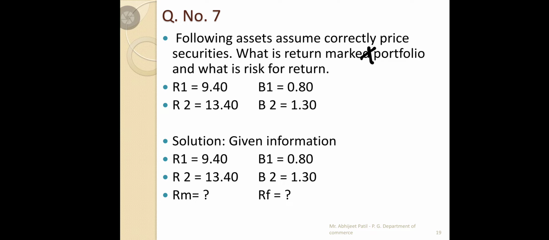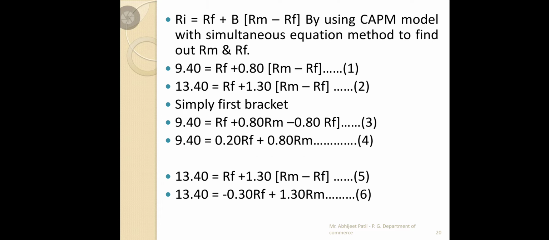See the solution. Given information: return of the first security, beta of the first security, return of the second security, beta of the second security; market return and risk-free rate are missing. So how do we calculate this? For question number 7, we can use the CAPM model with the simultaneous equation method to find RM minus RF, because two securities' returns and two betas are given.